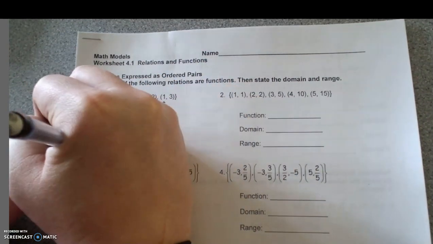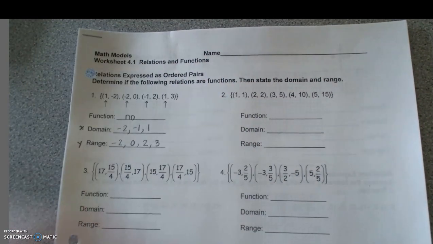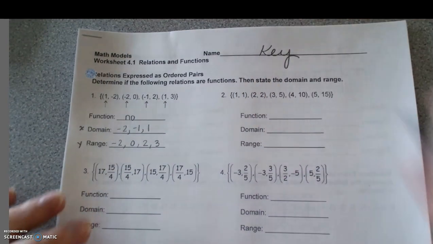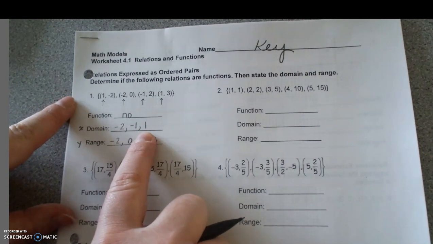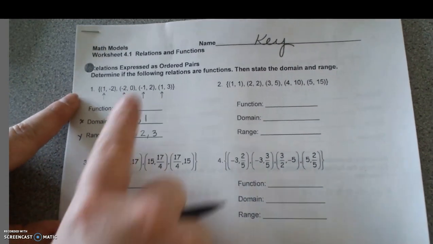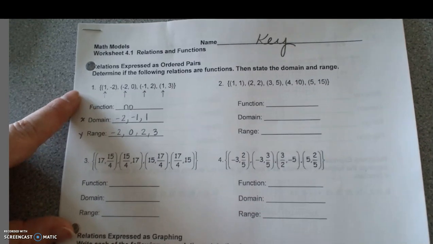So range are all my y values, domain are all my x values. You do not need to write any repeats because that's redundant. So because 1 repeated, I didn't worry about writing it again. So on 1 through 4, that's what you're doing. Is it a function, yes or no? Listing your x values for your domain in numerical order, listing your y values for range in numerical order.